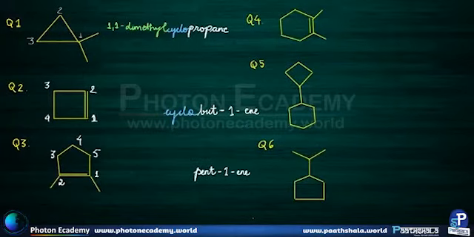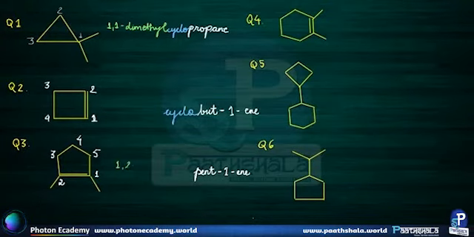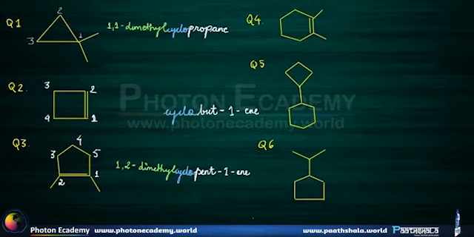Now, if we talk about the prefixes, there are 2 methyl substituents present at the first and the second position. So, the prefix will be 1,2-dimethyl, and as we know, in cyclic compounds before the word root we always put cyclo. So this is the correct IUPAC name for this compound.